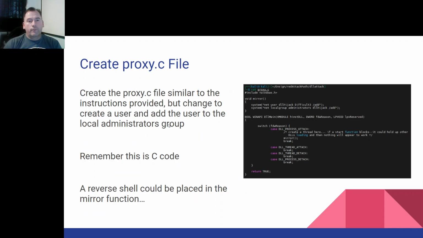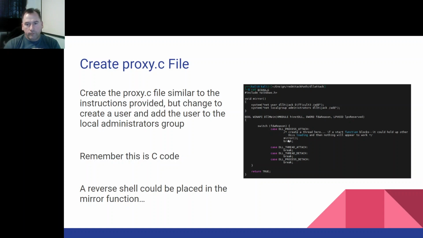Now I'm going to create the proxy.c file. And notice the proxy.c file has this function called mirror. I did change that from the original just because. And then I added two commands, system net user DLL hijack. So if this is successful, it'll actually create a user called DLL hijack with that password and add him to the local administrators group. And this mirror function will work when a DLL process attach is hit.